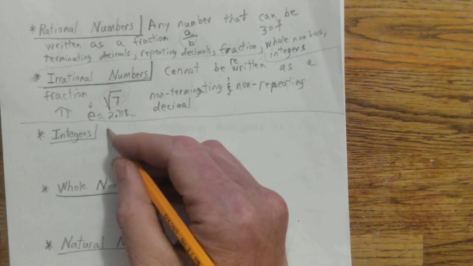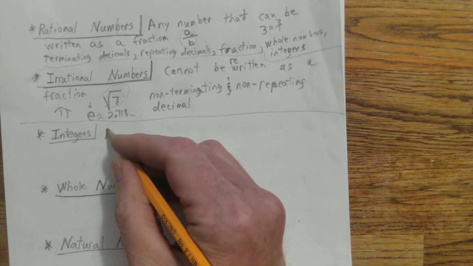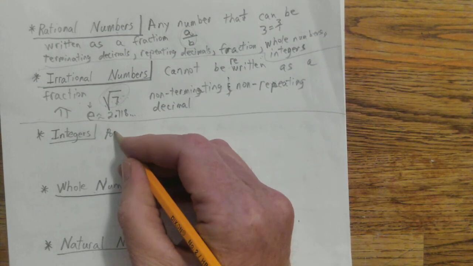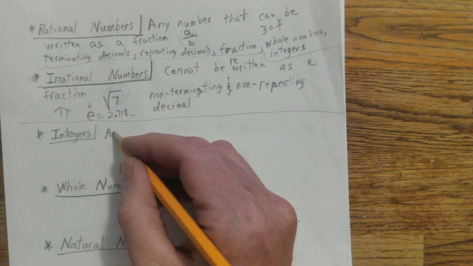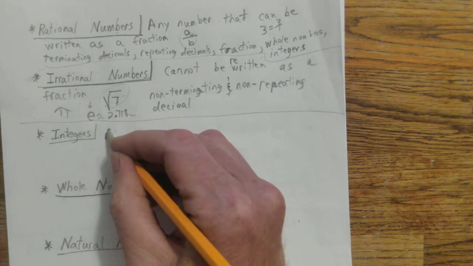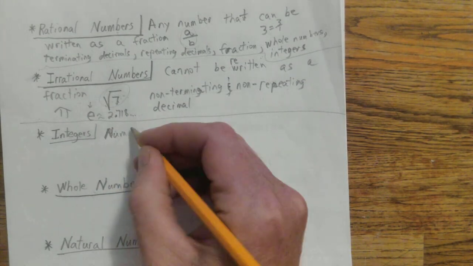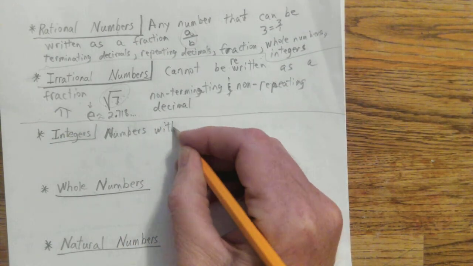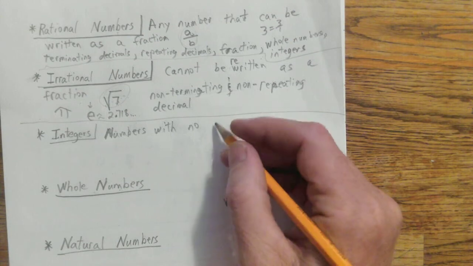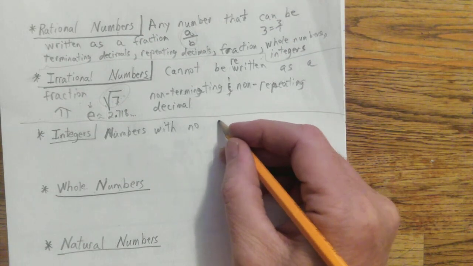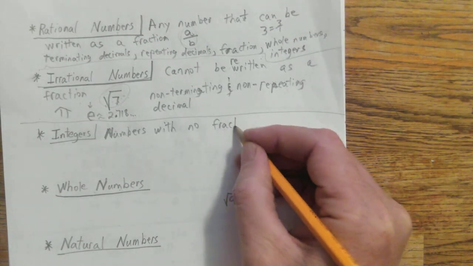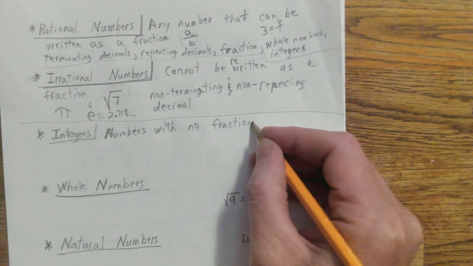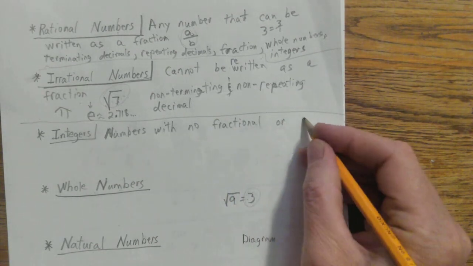So, integers. Let's say numbers with no fractional or decimal part.